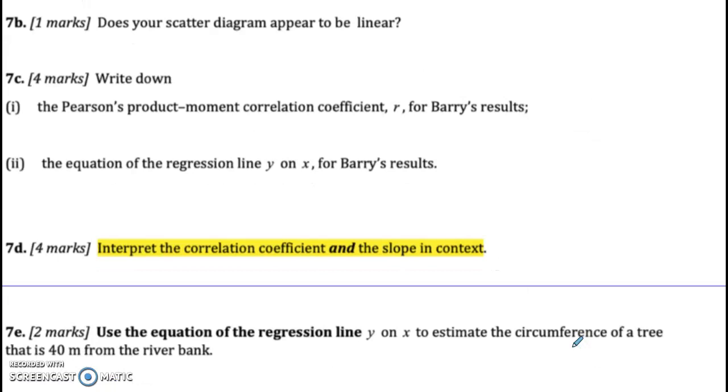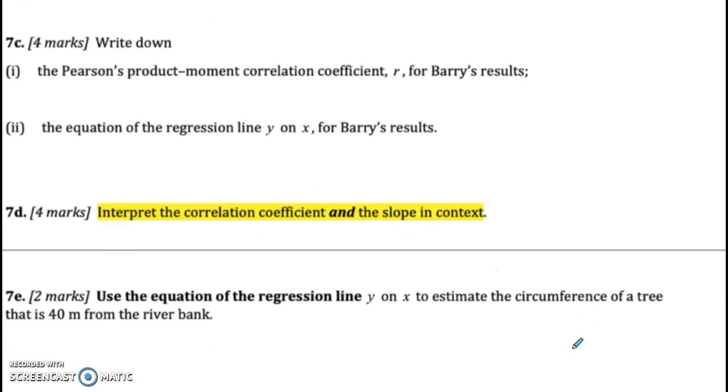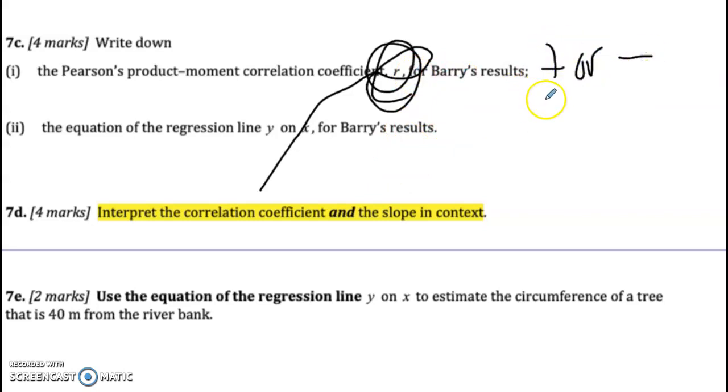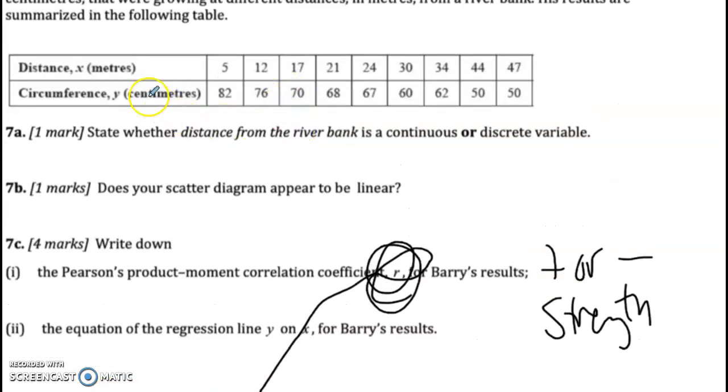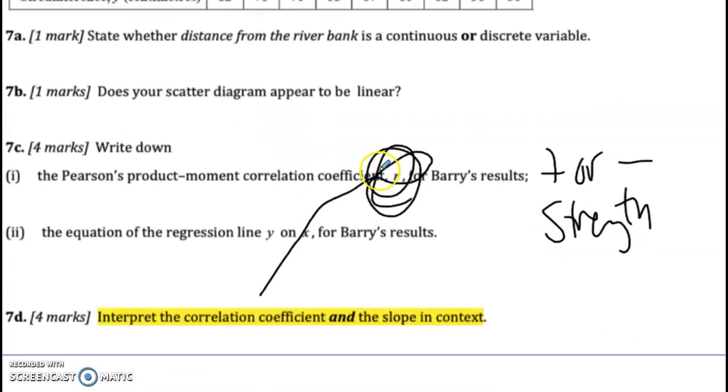This one went pretty well with the exception of interpreting correlation coefficient and slope. A lot of you, for correlation, were interpreting the y-intercept. This is your R value, and you are going to interpret it a couple ways. One, you are going to talk about it being positive or negative, and you're going to talk about it in terms of its strength. So this one was negative 0.998. So you'd say a negative, very strong linear association between your circumference and distance from the water.